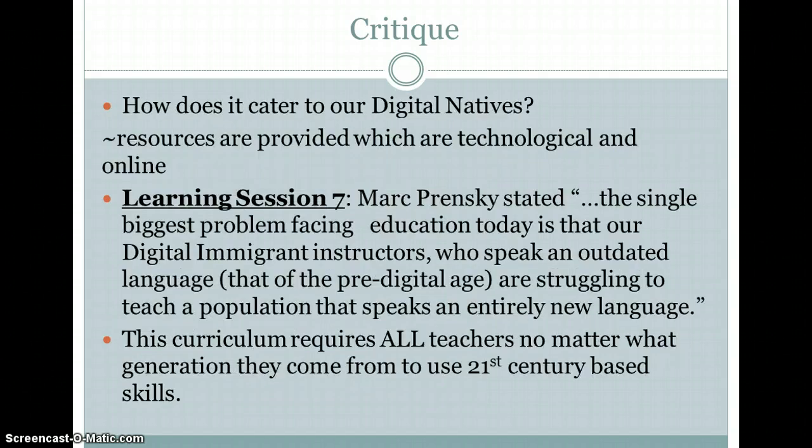So how does it cater to our digital natives? The great part about this curriculum, it seems, is that there are resources provided that are technological, and they're all online, and even for those people that aren't super familiar with technology, they're still required to use it, so they're learning right along with the kids.